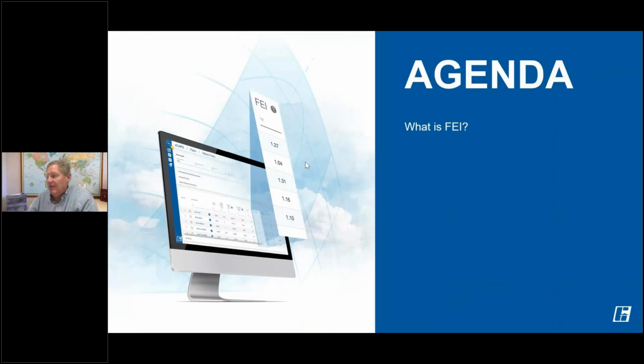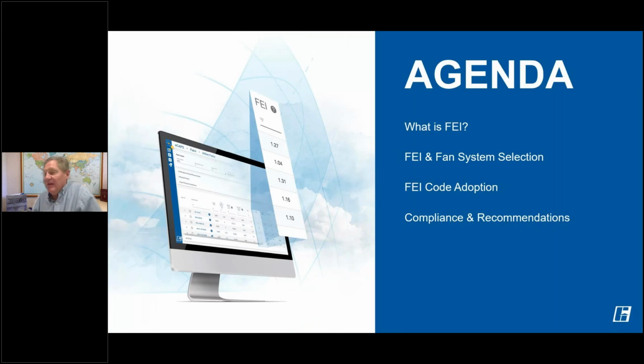All right, so basically we've got 4 different areas of the presentation. First, we're going to start by talking about exactly what is FEI. We're going to talk about how it ties to fan system selection.